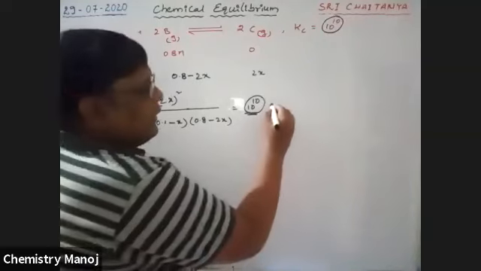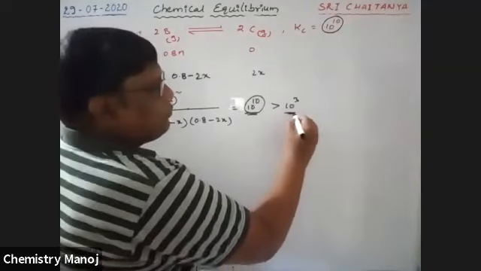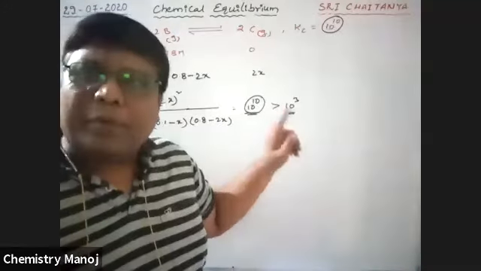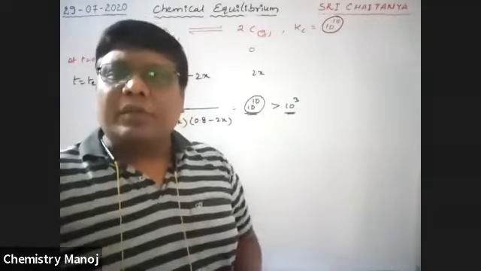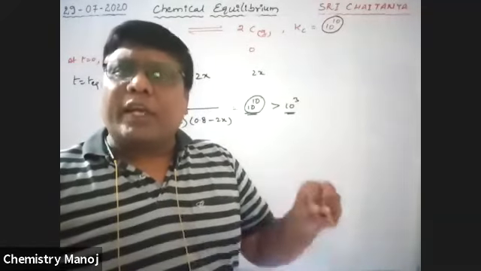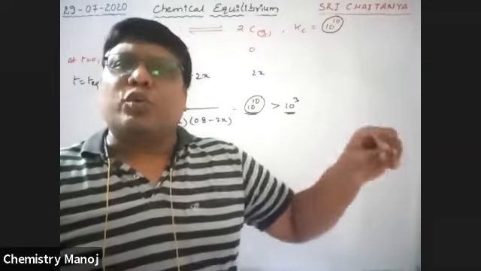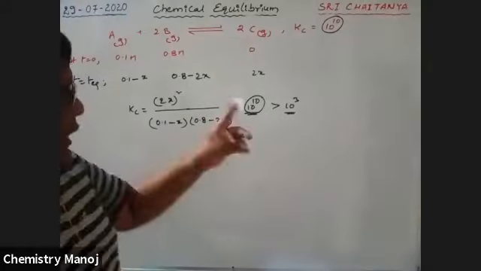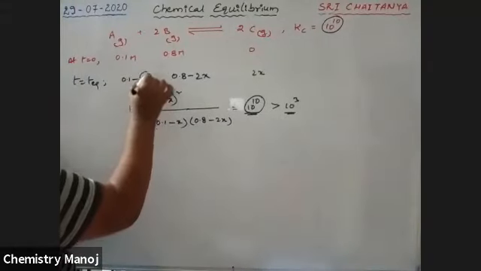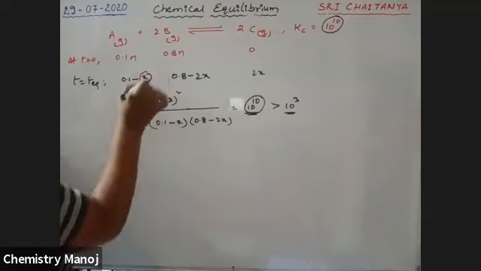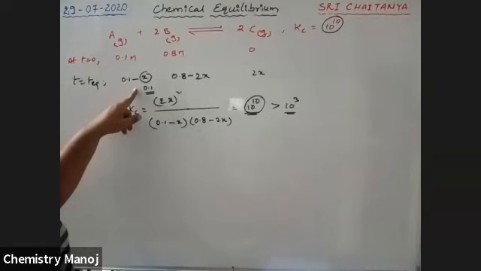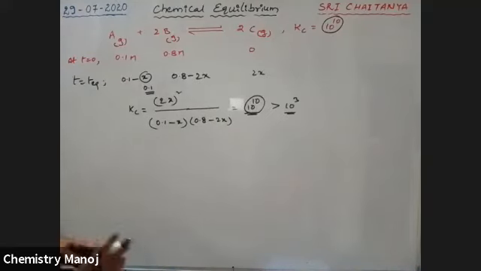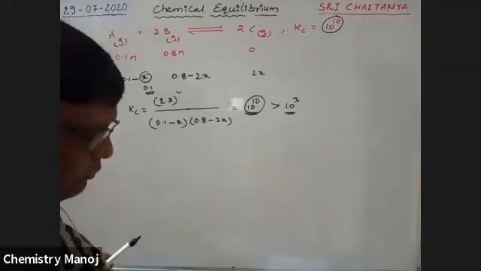10 power 10 means it is greater than 10 power 3. As per our yesterday's concepts, if the equilibrium constant is greater than 10 power 3, the reaction is almost going to completion. That is why I am taking this x value as 0.1, because A is completely consumed. So the concentration of A almost becomes 0.